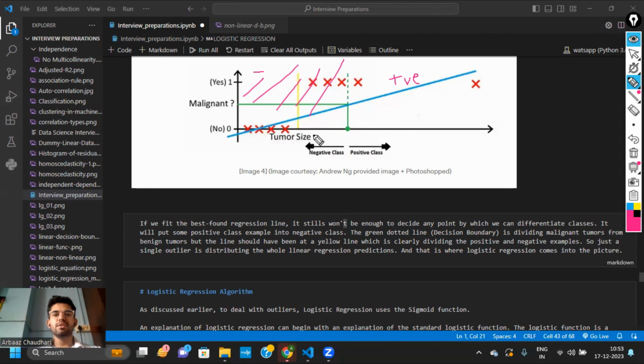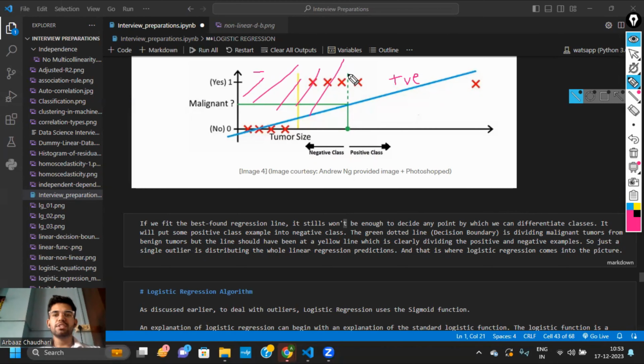And when the threshold is taken like 0.5, if the tumor size is less than 0.5, then it is negative. And if the number is greater than 0.5, then it is a positive class. So in both scenarios, you can see it is making lots of wrong predictions.